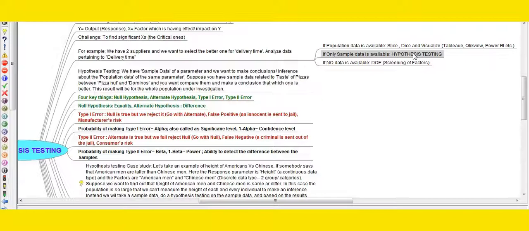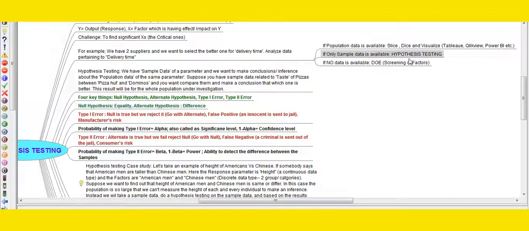So what we do, we take some samples randomly from the population and we do hypothesis testing on that sample, and based on the result we predict which are the X factors responsible for the Y measure in my population. So this is called hypothesis testing.